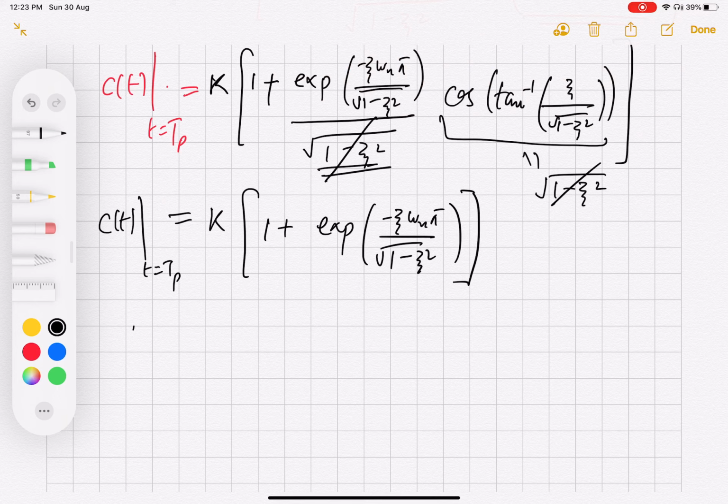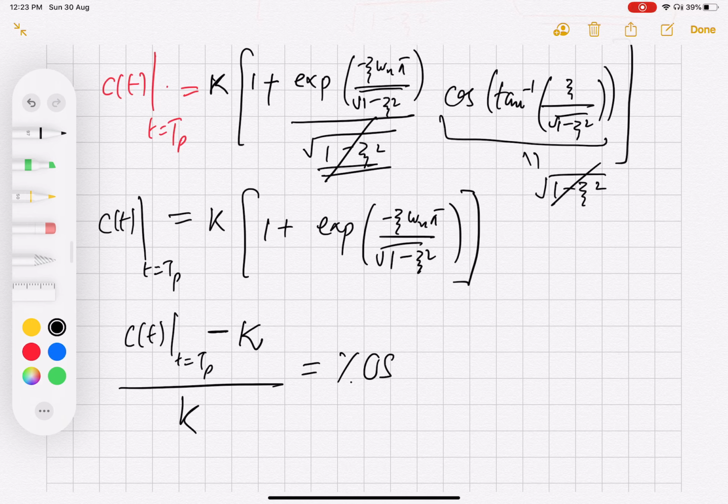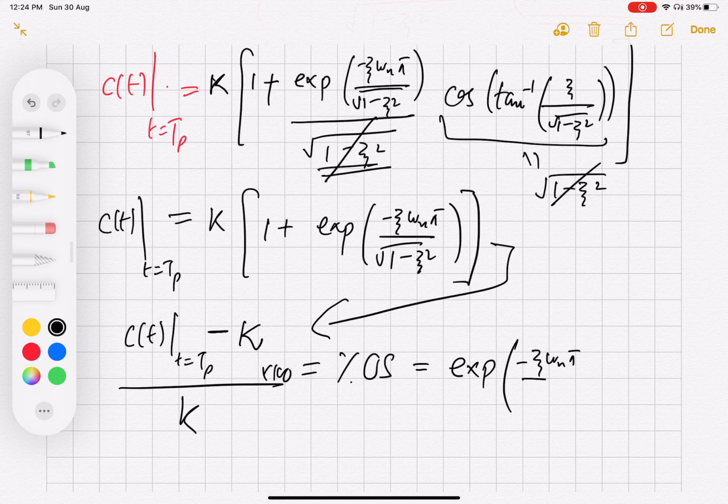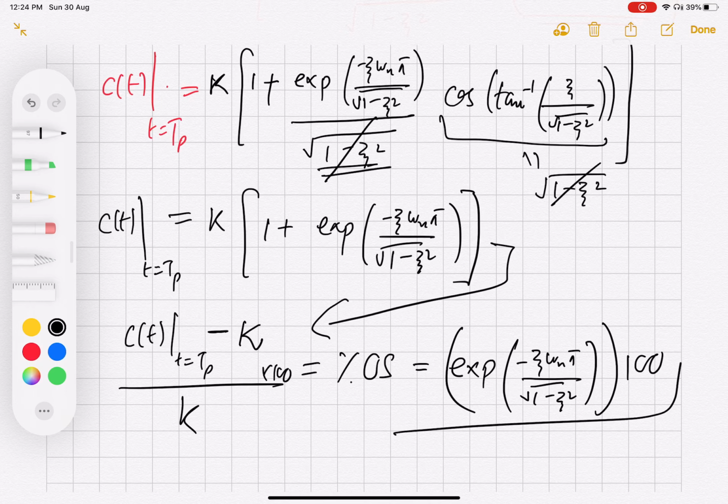Now the percent overshoot would be c(t) at t equal to TP minus the value of c(t) at steady state, which is k, divided by k. So this is your percent overshoot. Right? When you put this expression here, you can easily see that the percent overshoot is given by the exponential, which has to be multiplied with 100, of course. So exponential minus zeta omega n pi divided by under root of 1 minus zeta square, into 100. So this is your percent overshoot.